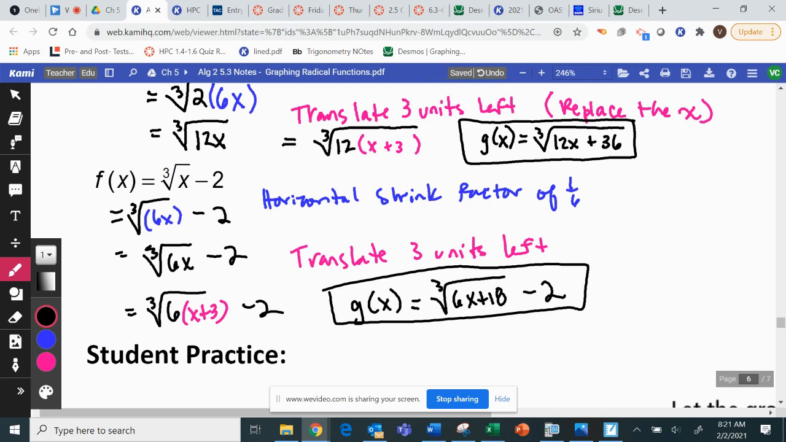And then I'll distribute that 6, and I'll get cube root of 6x plus 18 minus 2. Why did nothing happen to that minus 2? Why is it still minus 2 the whole time? Why did nothing change? Warren, do you know why? Because it's outside. What kind of transformations did we do? Right, and horizontal are all on the inside.